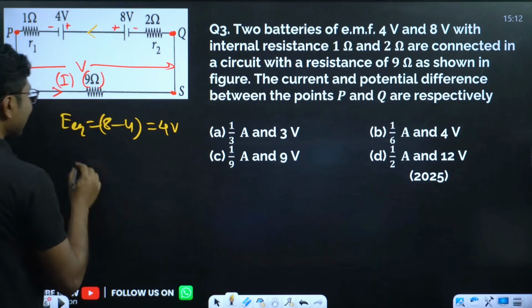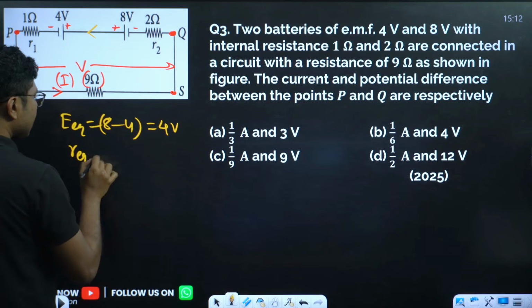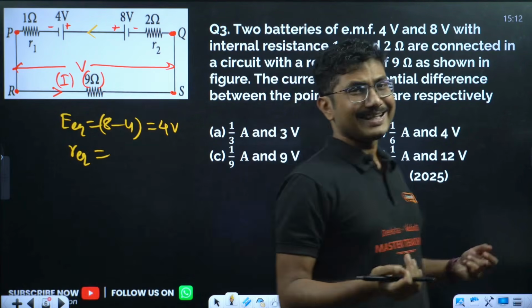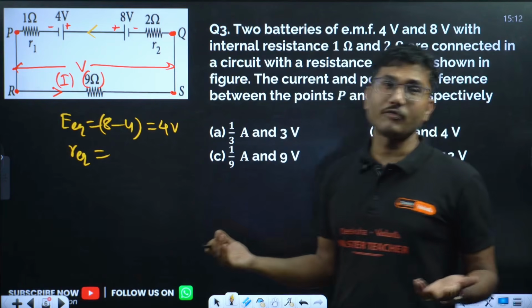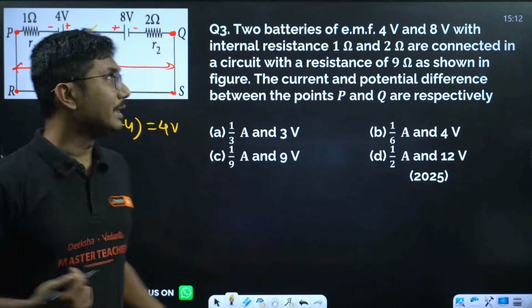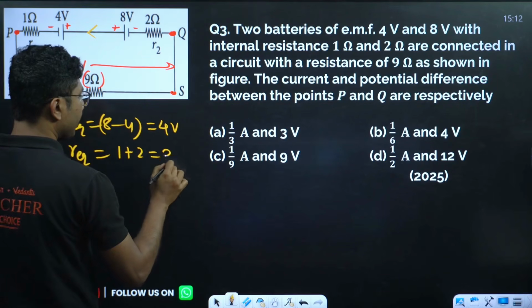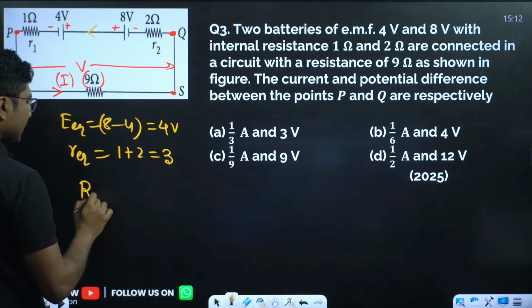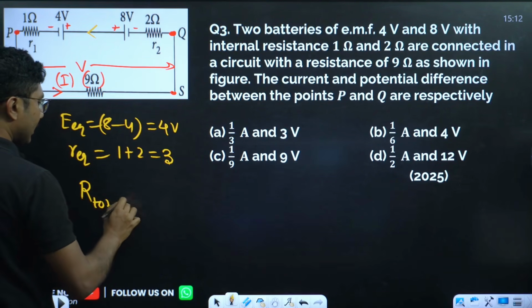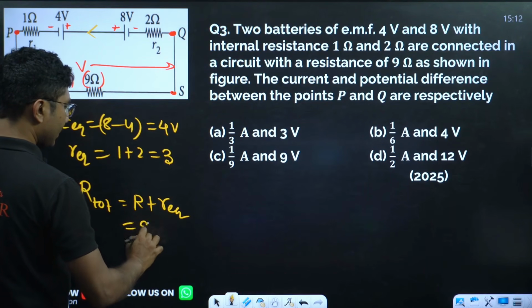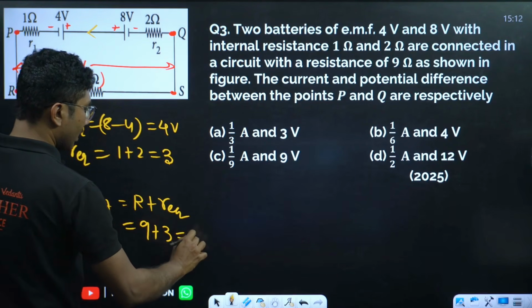Okay, now what is the equivalent resistance of the combination? In this case resistances do not follow polarity, so they are simply connected in series, so 1 plus 2 equals 3. So what is the total resistance? Total resistance will be the external resistance plus the equivalent resistance, that is 9 plus 3, that is 12 ohm.